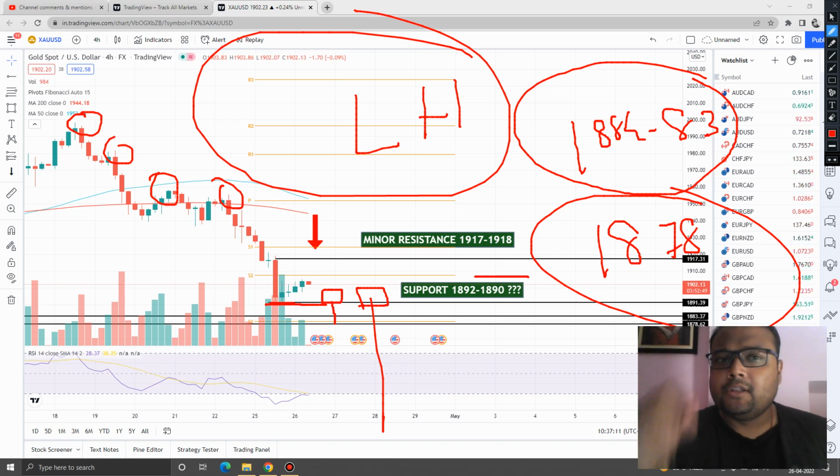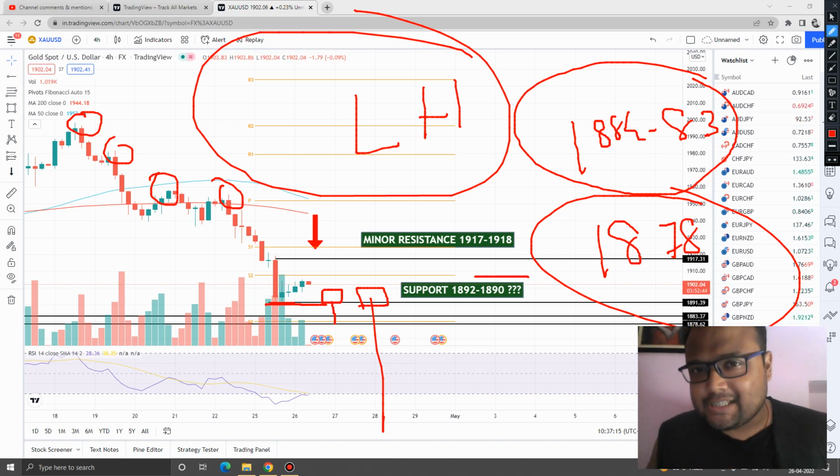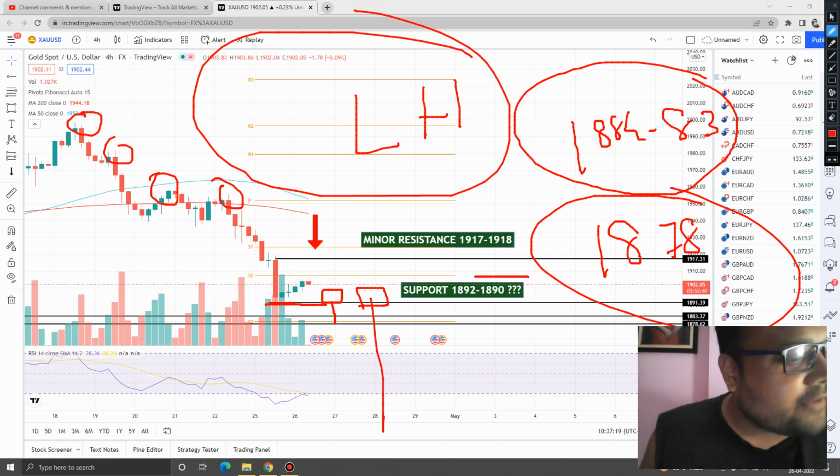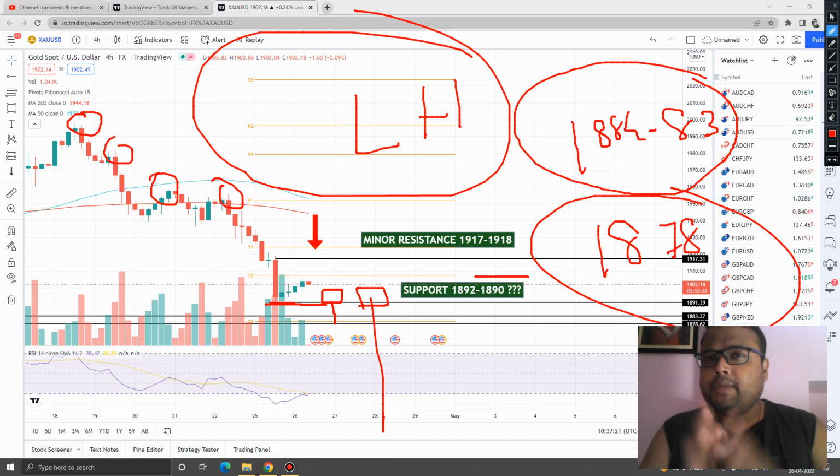As of now, I will not recommend any strongest support or strongest resistance. You must trade with caution because things have been crazy, very volatile in the market. So please follow proper risk management. My analysis can be wrong as well.